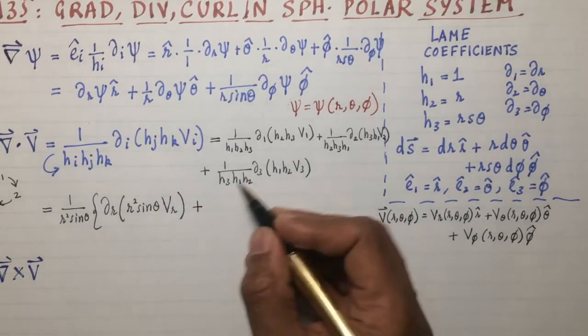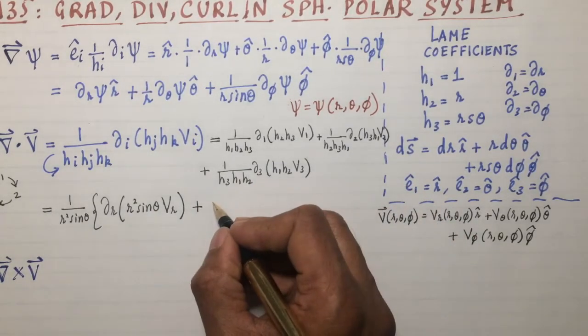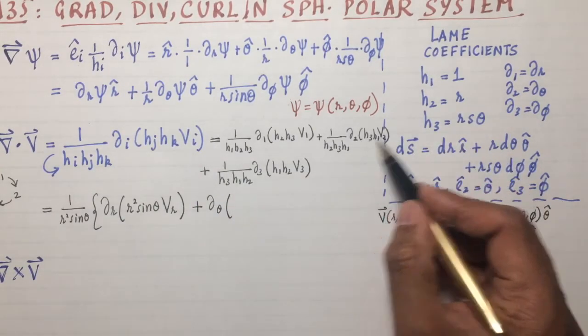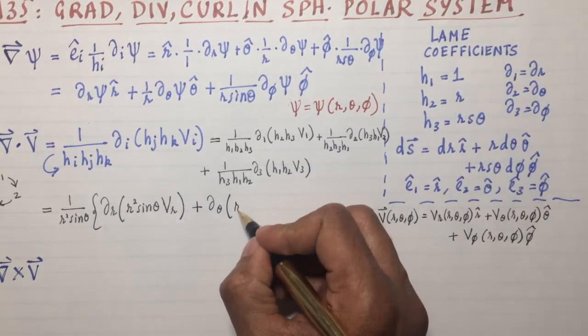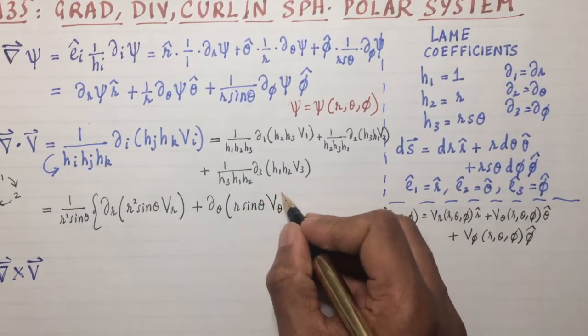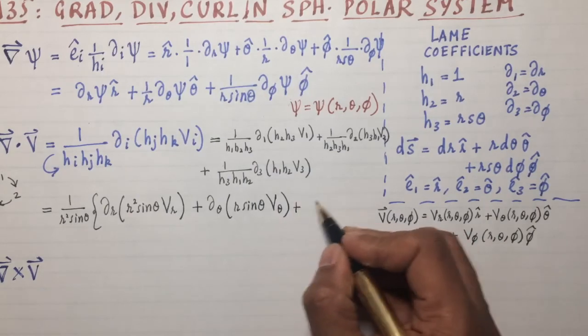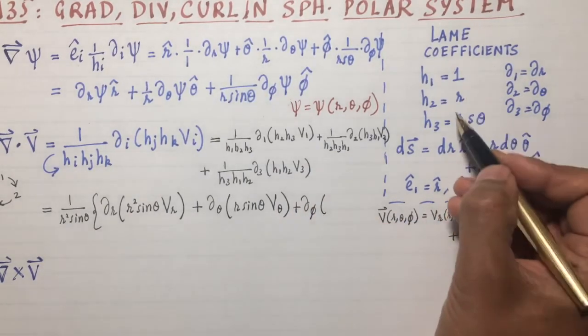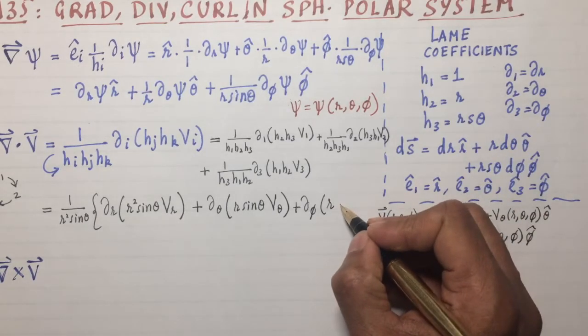So this gives me the second component, which is just del theta of h_3 h_1, that is, 1 times r sine theta, v theta, and then lastly del phi of h_1 h_2, that's just r times v phi.